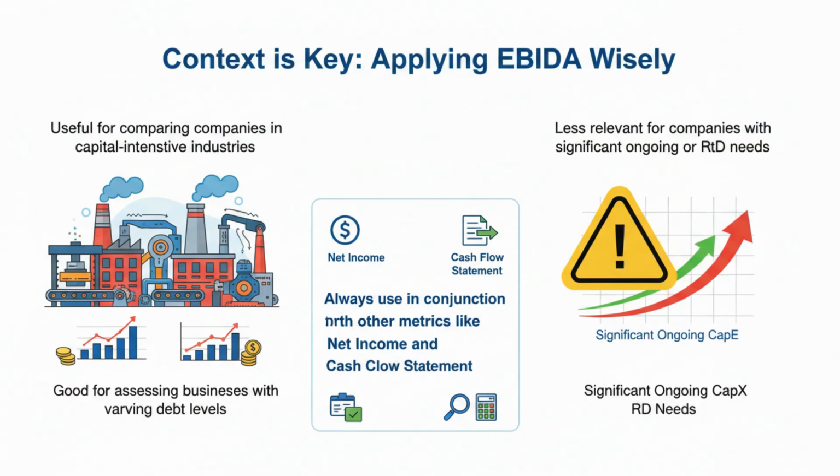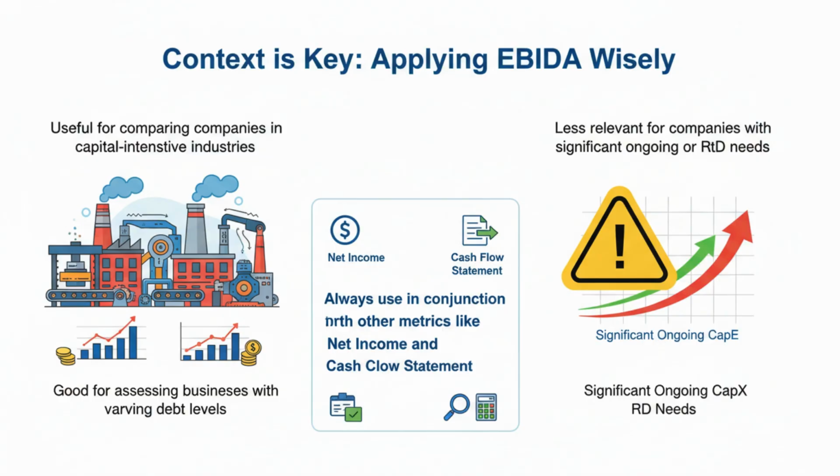So, when should you use EBITDA, and when should you be cautious? EBITDA is particularly useful for comparing companies in capital-intensive industries like manufacturing or infrastructure, where depreciation and financing costs can vary wildly. It's also good for assessing businesses with varying debt levels, helping to neutralize their impact.